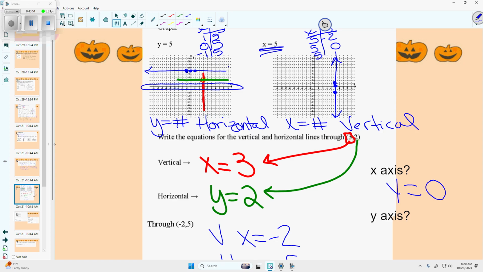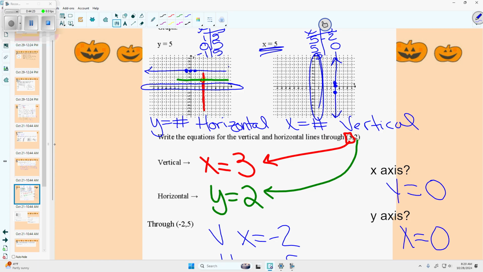Now what about the y-axis? Is the y-axis vertical or horizontal? It's vertical, so it's got to be x equals or y equals? X equals. What does x equal all the way along that y-axis? 0. So again, there are questions on your homework that ask you to give the equation of the x-axis and the y-axis. So you may want to have taken an extra note on that to make sure you have them.